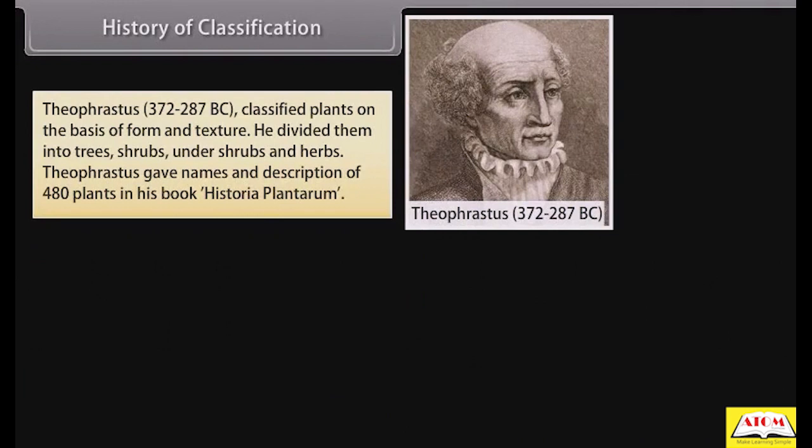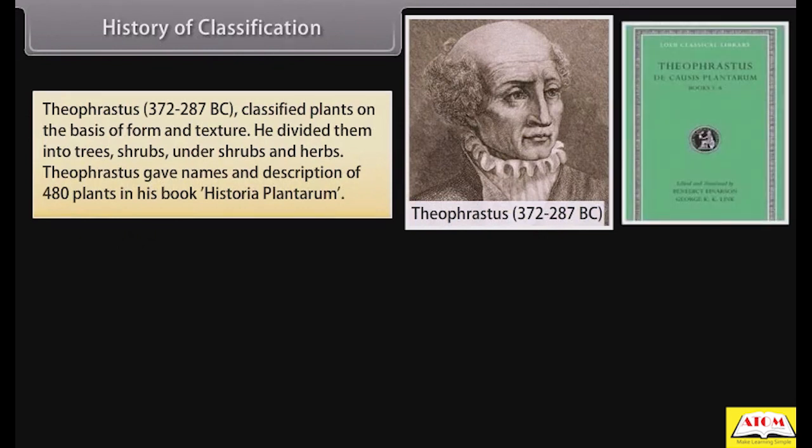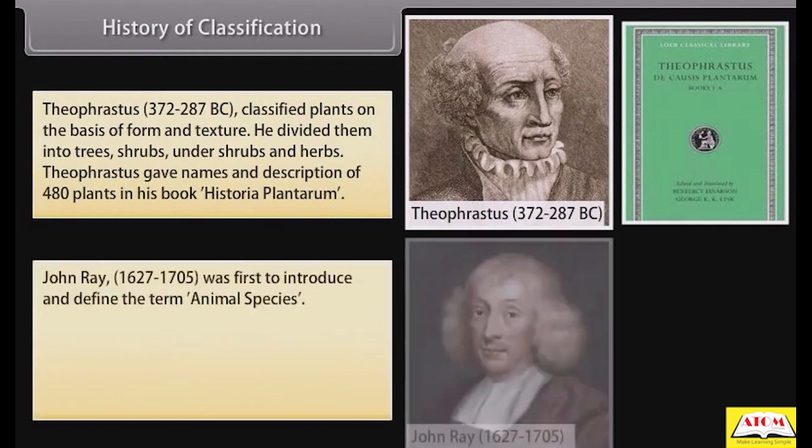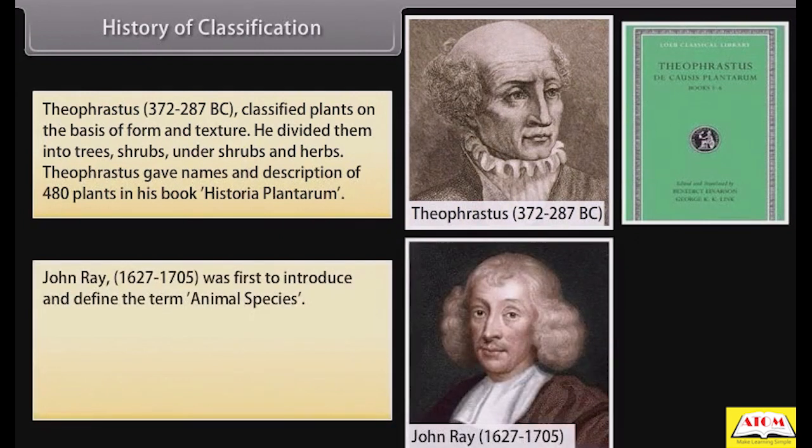Theophrastus, 372 to 287 BC, classified plants on the basis of form and texture. He divided them into trees, shrubs, undershrubs, and herbs. Theophrastus gave names and description of 480 plants in his book Historia Plantarum. John Ray, 1627-1705, was first to introduce and define the term animal species.